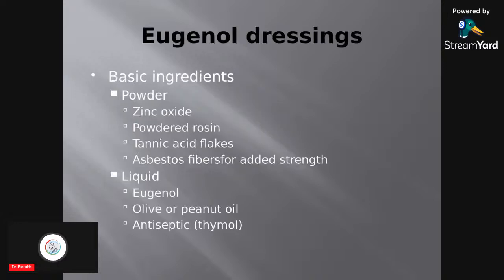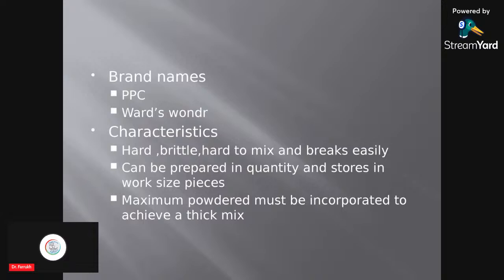What is a eugenol dressing basically? The basic ingredients include a powder and a liquid. The powder includes zinc oxide, powdered rosin, tannic acid flakes, and asbestos fibers for added strength. The liquid includes eugenol, olive or peanut oil, and thymol as an antiseptic. What are the brand names under it? Basically PPC and Ward's Wonder Pak. What are the characteristics? It is hard, brittle, hard to mix and breaks easily. It can be prepared in quantity and stored in work size pieces. Maximum powder must be incorporated to achieve a thick mix.